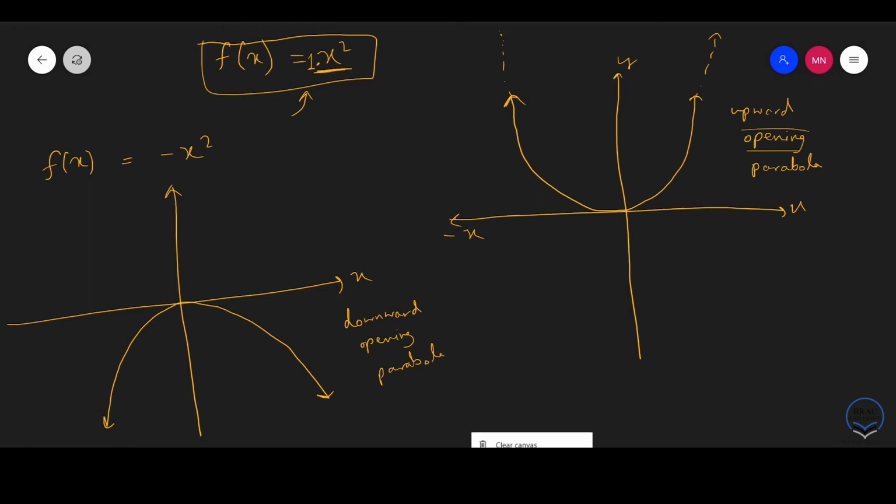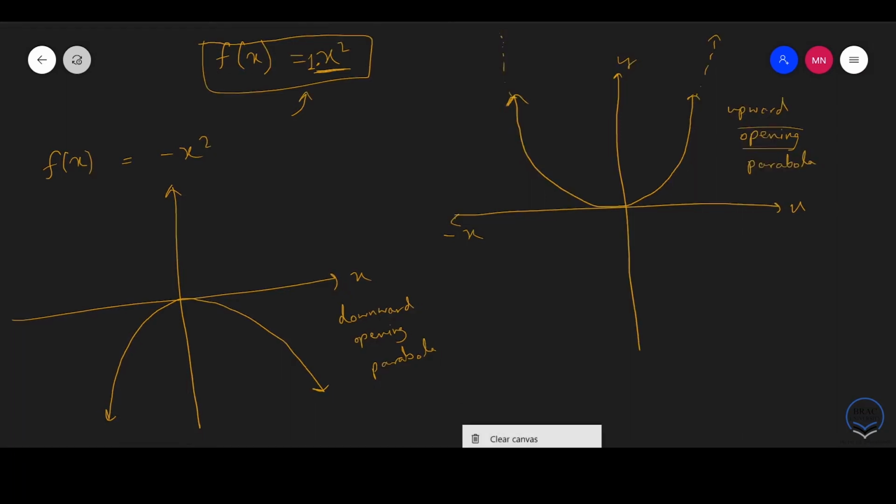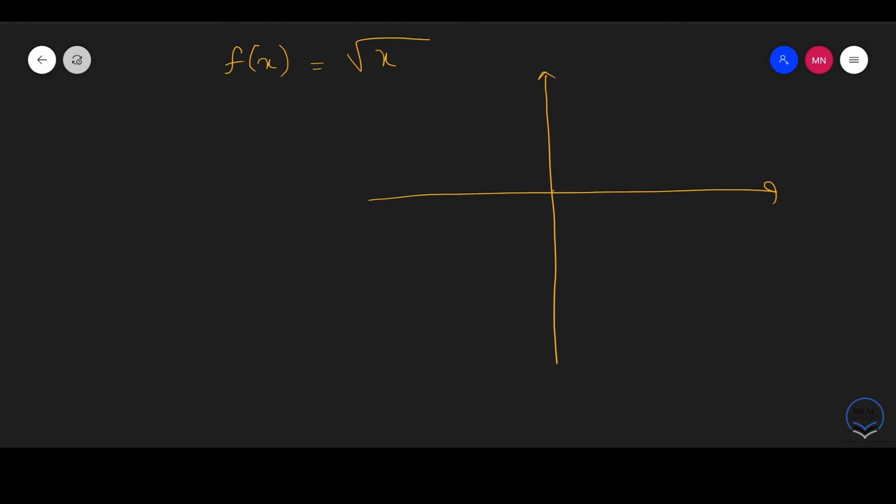Right, so now another graph that we can take a look at is if we have some function such as square root of x. Right, so this is a root function. Now we can find the graph of this, and it would look something like this. So this would be the graph of square root of x.